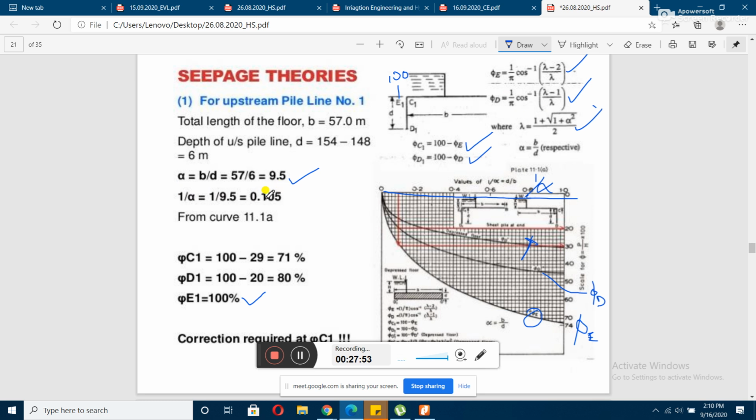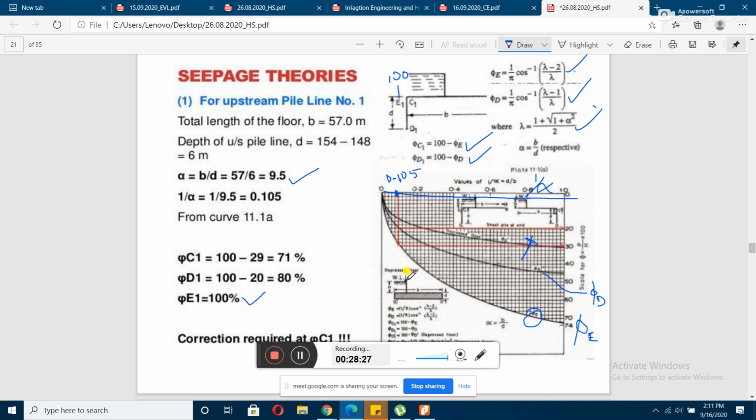So 1 by alpha turns out to be 0.105. From that particular graph, you have to locate where 0.105 is. Suppose it has been found, it is here. This point corresponds to 0.105. So what we will be doing is drawing a perpendicular to these two curved lines. We will be drawing a perpendicular to these two curves.